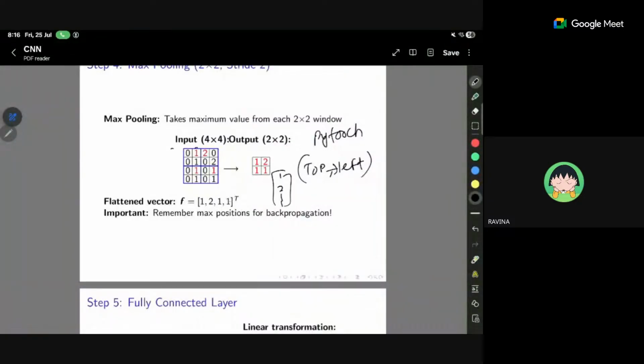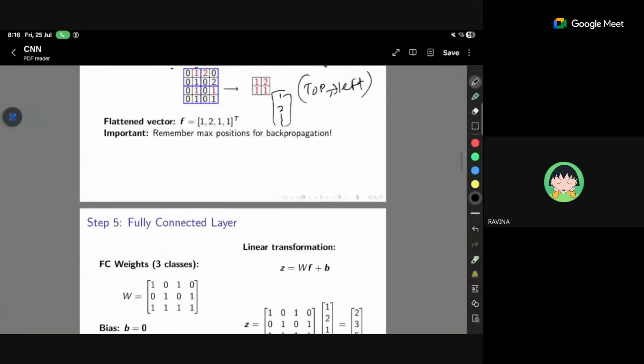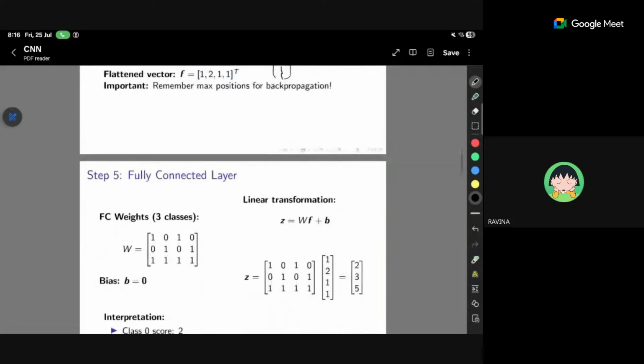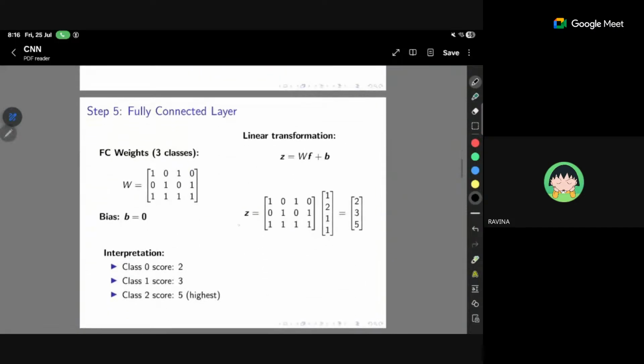So I have mentioned the transpose here. Okay, so let's say this was the flattened layer. Now on the flattened layer, you want to apply some kind of softmax on this, and then you can predict the classes, or you can do the prediction, right?